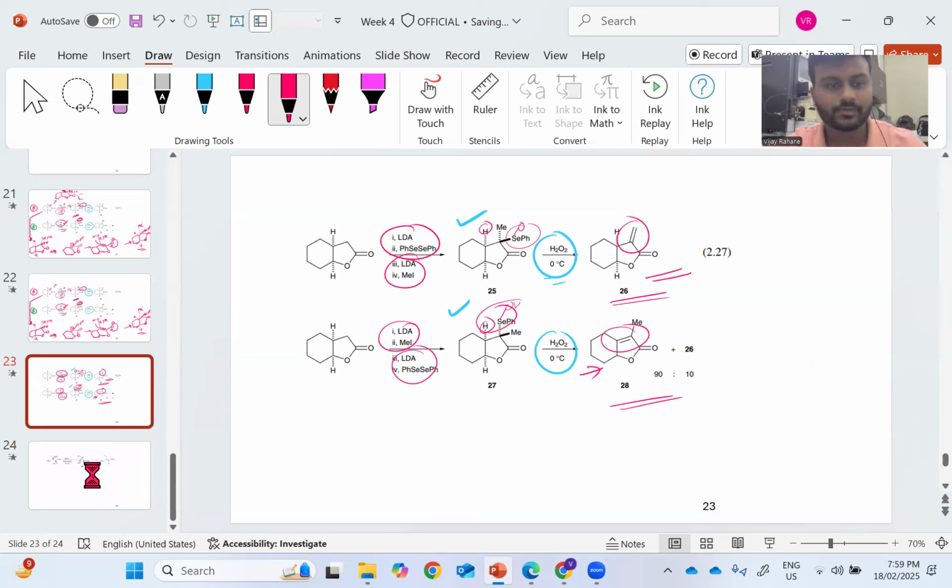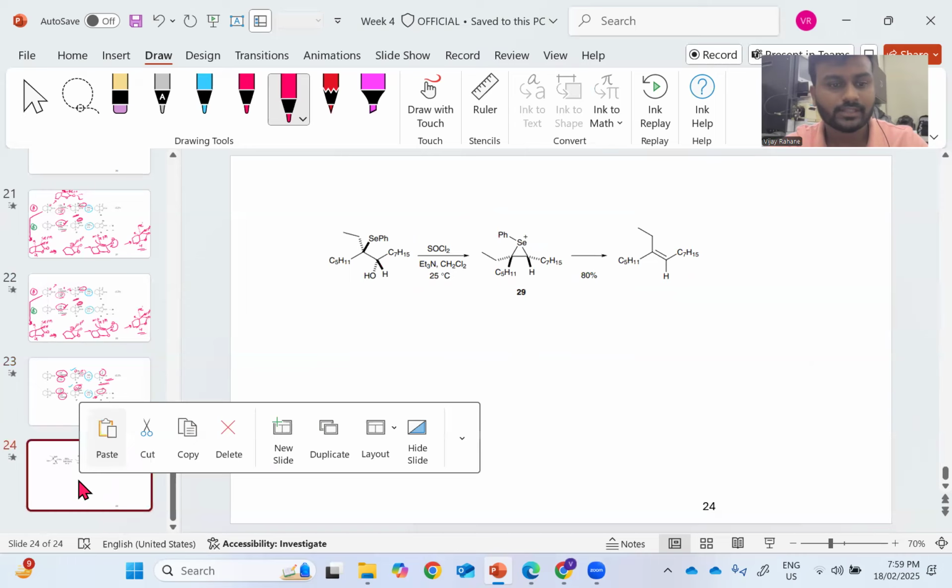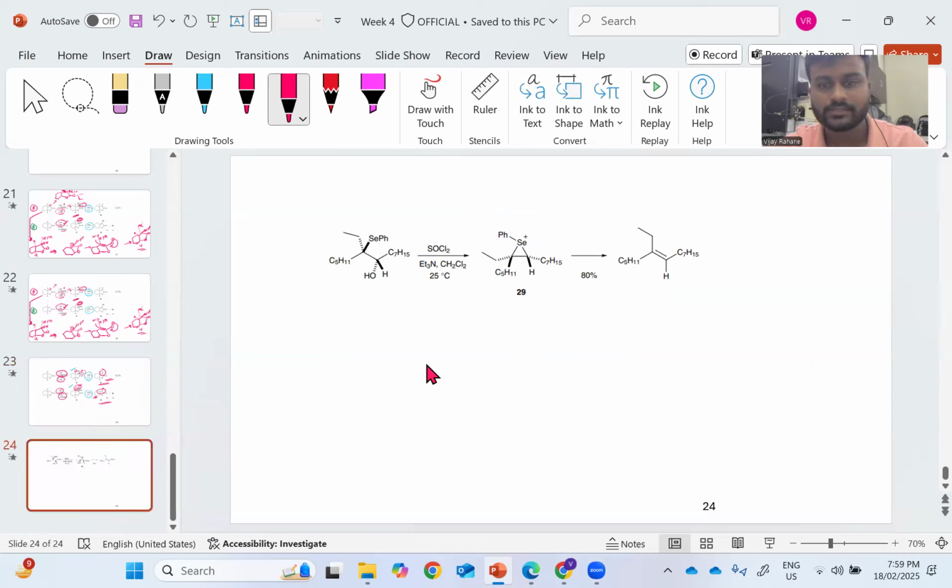There are also some problems that I have kept here that we can discuss, especially this slide. This is also a similar kind of reaction to the set of reactions we have already seen. This is SOCl2, we call it SOCl2, right? S double bond O, Cl and Cl. We have seen the reaction of such a reagent in the Swern oxidation.